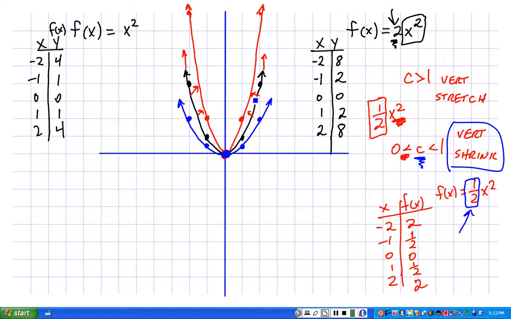If our parent function is in black, you see how it gets wider at the base and it's pulled out. So it'd be like having your parent function pulled out, which causes it to get wider at the base and not to reach quite as high. Okay, so it doesn't reach quite as high as your parent function would. Thus, your vertical shrink. Okay, so that pretty much covers our transformations.